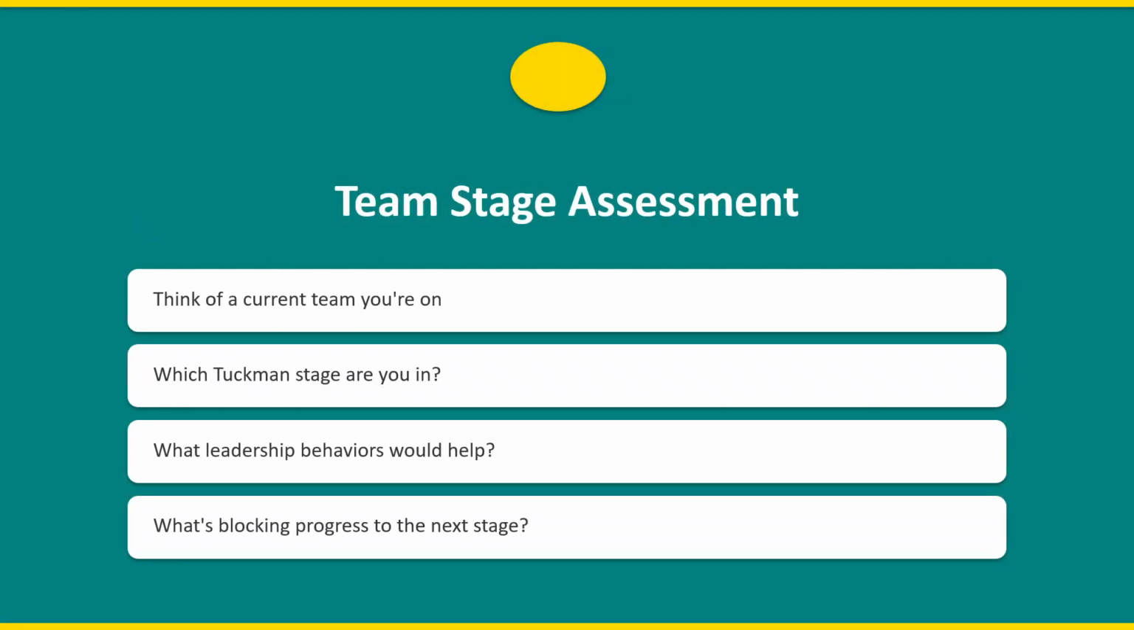Let's apply this. Think of a team you're currently part of. Which Tuckman stage is the team in? Are you still politely forming, actively storming, settling into norming, truly performing? Based on that assessment, what leadership behaviors would help move the team forward? What's blocking progress to the next stage? This assessment helps you target your team leadership efforts.